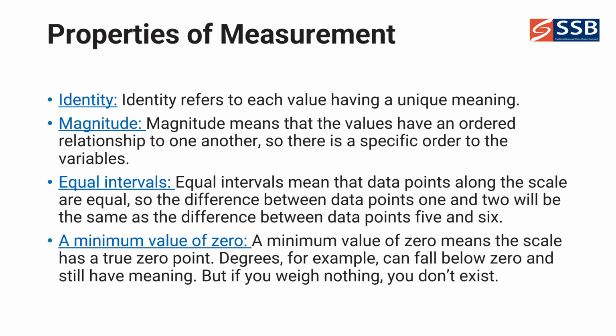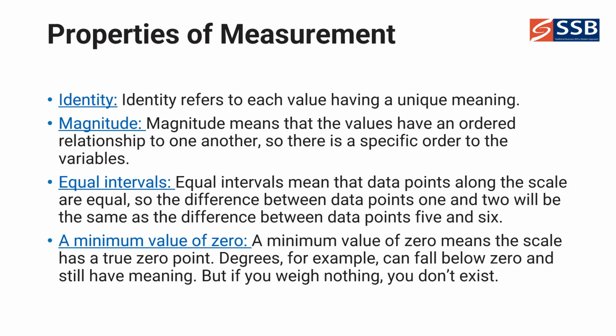And next is the magnitude. Magnitude means the values have an order relationship with one another. So there is an order of relationship. For example, when I'm measuring temperature, it's going to be cold, warm, hot, hottest. So that is the magnitude, the order of measuring it. And I'm telling you, not all measurement scales will have magnitude. Certain measurement scales have magnitude, certain measurement scales have identity.